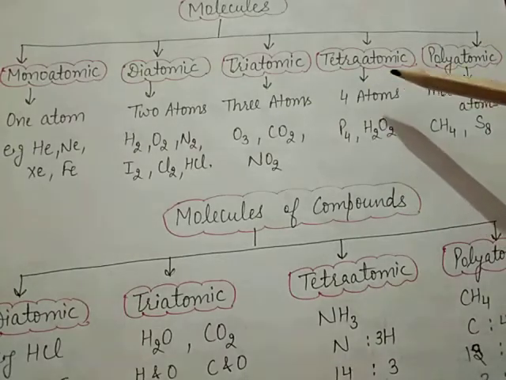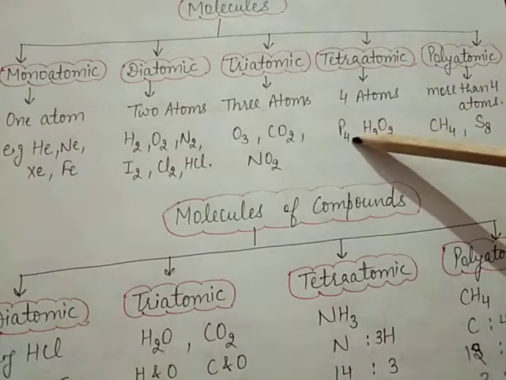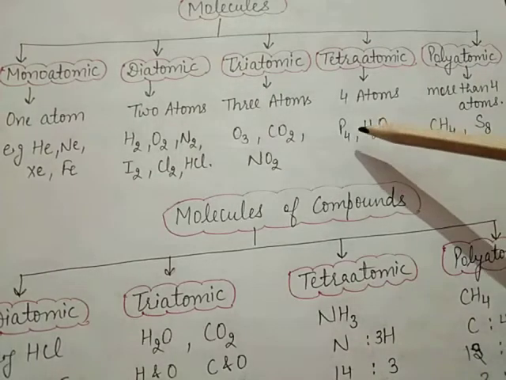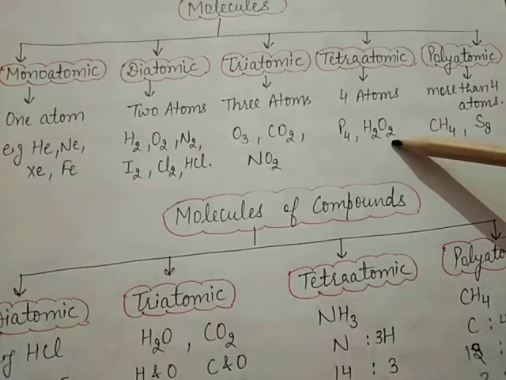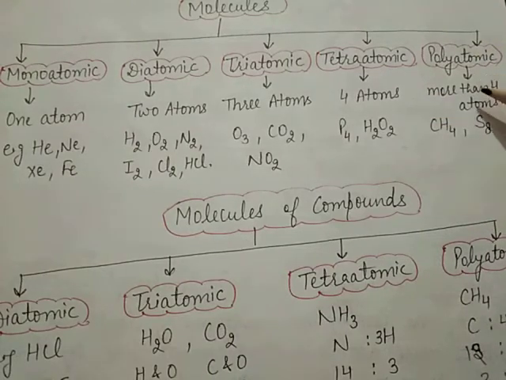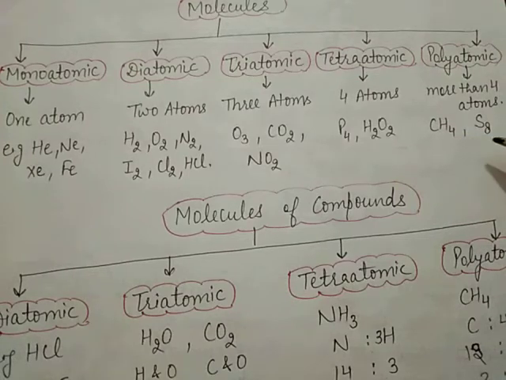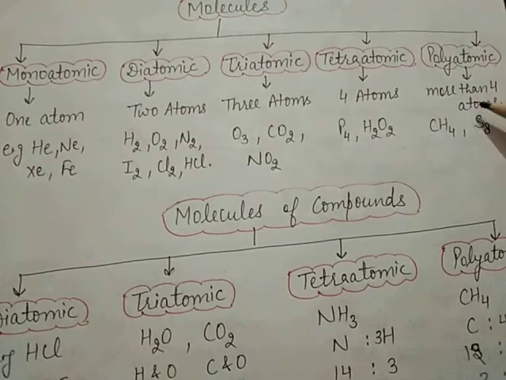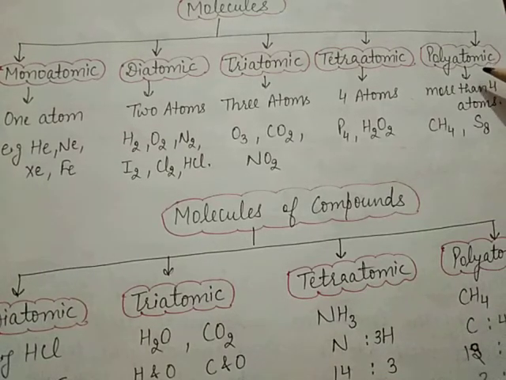Now next is tetra atomic. Tetra means 4, atomic means atom, made up of 4 atoms, like P4. P4 means 4 atoms of phosphorus. H2O2, 2 atoms of hydrogen and 2 atoms of oxygen, is tetraatomic. Next, polyatomic, made up of more than 4 atoms, like CH4, 1 carbon and 4 hydrogen. S8 is made up of more than 4 atoms, so these are called polyatomic molecules.